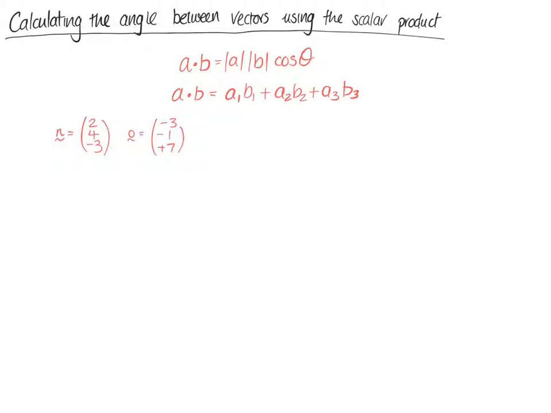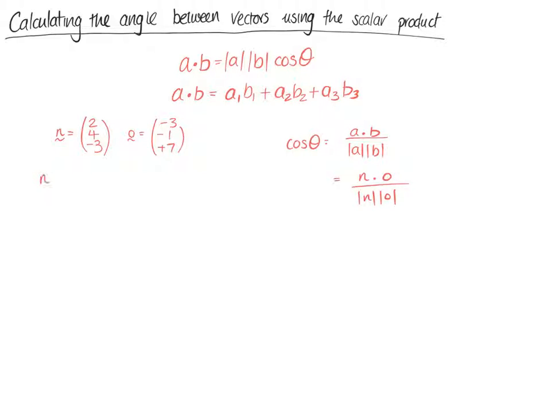Right, so same as before. We know that the cos of the angle has got to be the dot product of A and B over the magnitude of A times the magnitude of B. Okay, this time we don't have A and B though, we've got N and O. So we've got N and O, magnitude of N and the magnitude of O.